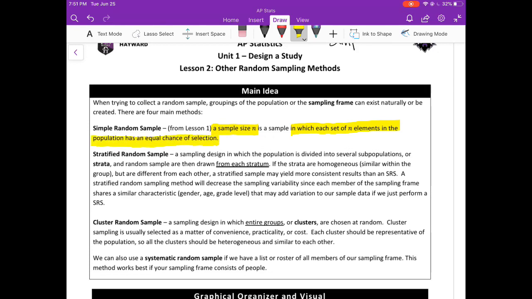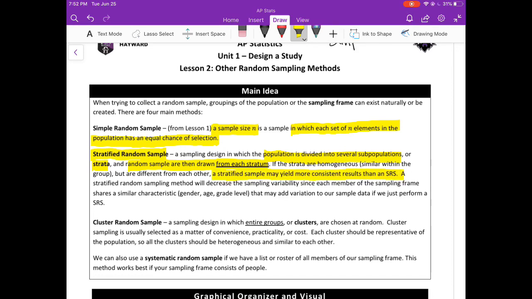Okay, so the next method is a stratified random sample. Okay, so this is a sampling design in which the population is divided into several subpopulations or strata, and random samples are then drawn for each strata. So if the strata are homogeneous, meaning each of the groups are about the same, but are very different from each other still, a strata sample may yield more consistent results than an SRS.